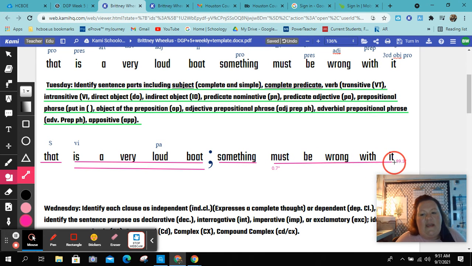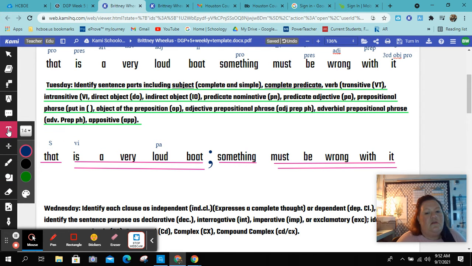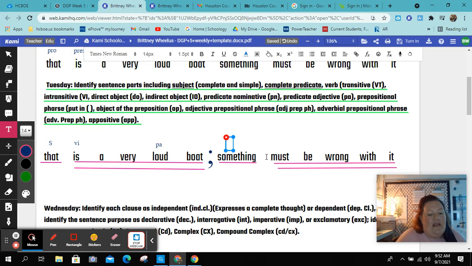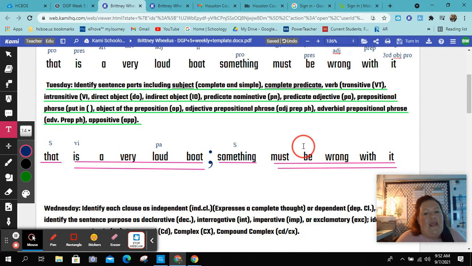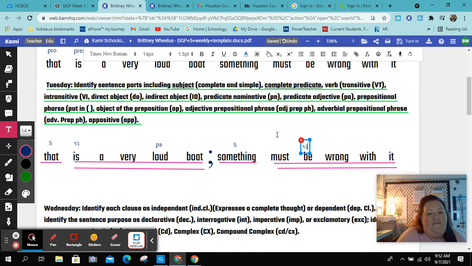Must be wrong with it. All right, now that I have that underlined twice, I'm going to go back to my text box. I'm going to put a capital S above something because that is my simple subject. It must be a noun or a pronoun. Must be who or must be what? It doesn't answer who or what after the verb. There's no action being shown here, so we know that must be is going to be VI, verb intransitive.